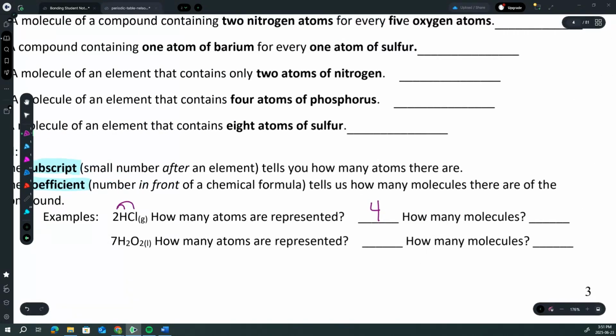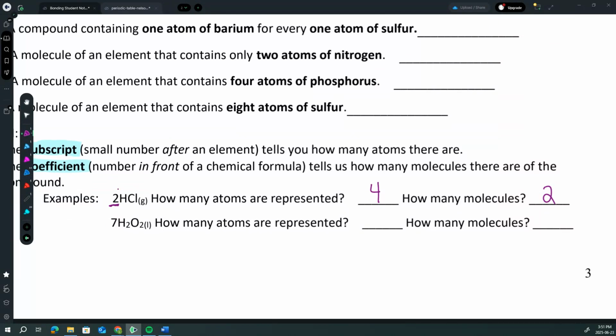Now, how many molecules of HCl do we have? Well, we have 2. So how many molecules is correlated with that coefficient? The number, the big number that comes in front of the compound.